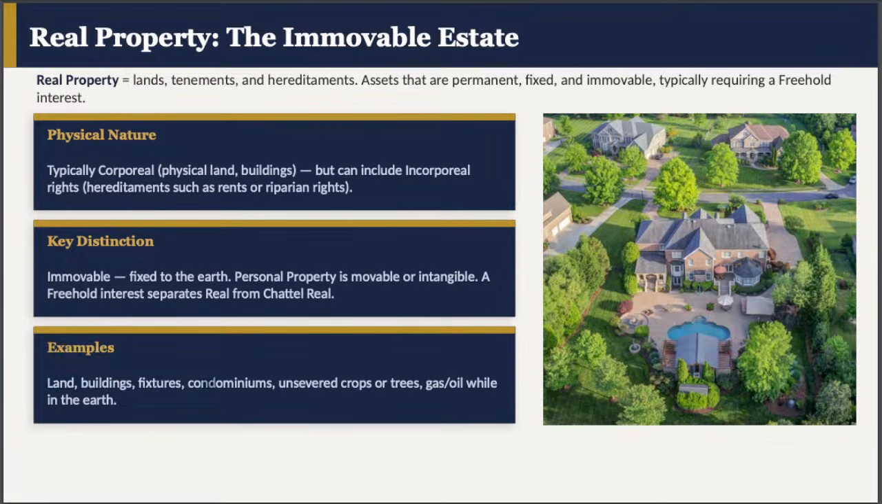Then there's examples. Land, building, fixtures, condominiums, unsevered crops or trees. See now, like Christmas trees on a Christmas tree farm, if you're growing the trees on someone else's land and you have a lease, even though those trees are connected to the land, then that's still the leaseholder's property, but only for that term. And then there's gas, oil, while in the earth. All right, from the center of the earth to the heavens above.